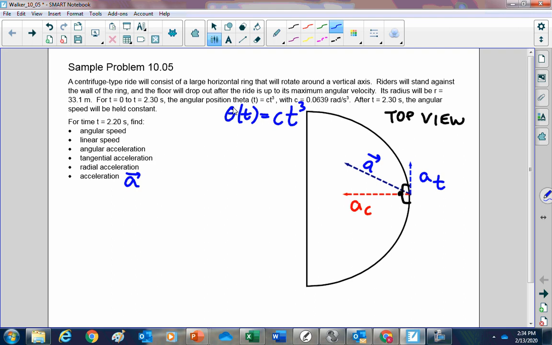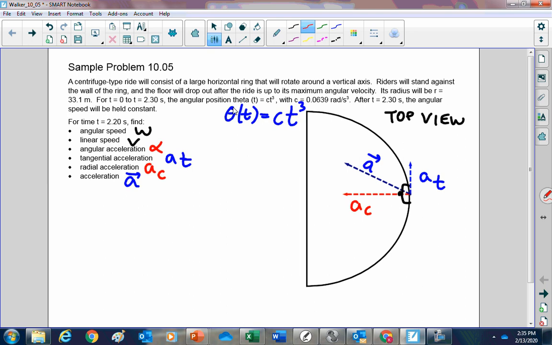Let's write all the abbreviations in. This is omega. This is v, like we're used to. And then we have alpha here. We have a_T, tangential acceleration. Your book calls it radial acceleration, but we tend to call that centripetal acceleration. And then overall acceleration would be the vector sum of a_T and a_C.